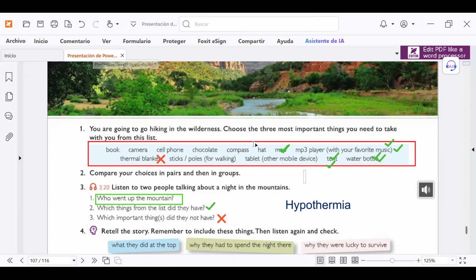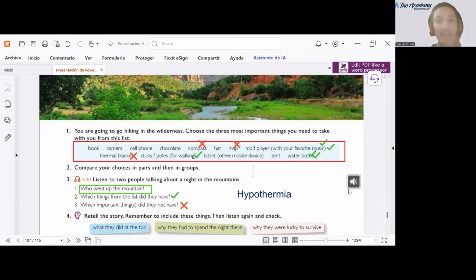Okay, let's check it out then, and there you go. Well, the things that they took, for sure they took an MP3 player, they also took stick poles for walking, they did take water bottles, yes, they mentioned they took it. The tent, no, they didn't take a tent. And some important things that they should have taken, they didn't take a compass, they didn't take a map, and they didn't take a thermal blanket. This is important because remember, in the case of cold weather, this can be really useful, okay? But they didn't take this thermal blanket.